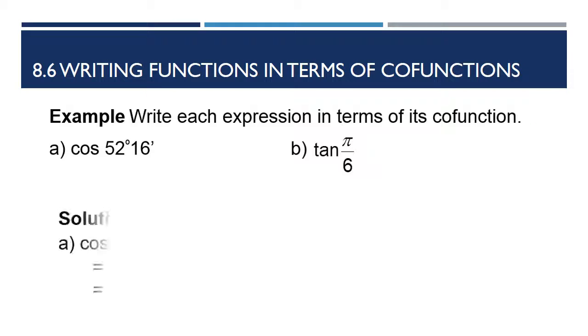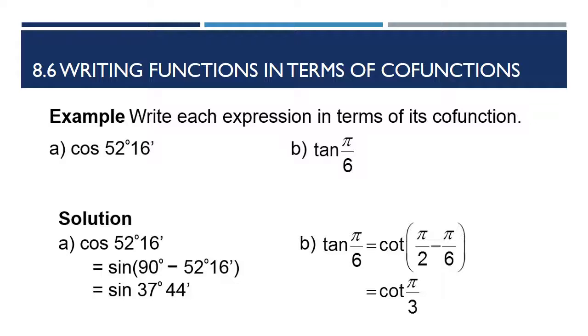So all you needed to do here was to, for A, do 90 minus 52 degrees 16 minutes. So instead of cosine 52 degrees 16 minutes, you're going to have sine of 90 minus that. And when you subtract, you get the sine of 37 degrees 44 minutes. For the tangent of pi over 6, since this is in radians, it'll be the cotangent of pi over 2 minus pi over 6. And when you simplify that, you get cotangent of pi over 3.